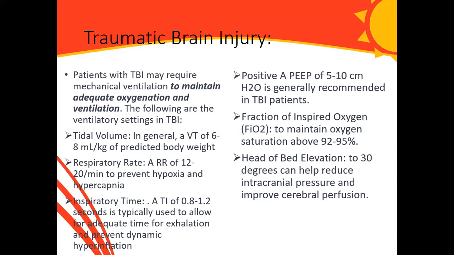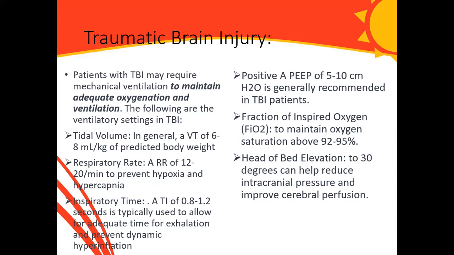So tidal volume ideally should be between 6 to 8 mL per kg of predicted ideal body weight. Respiratory rate should be between 12 to 20. The aim is you want to prevent hypoxia, and you also want to prevent hypercapnia. Inspiratory time should be between 0.8 to 1.2 seconds. This is to allow adequate time for expiration and prevent dynamic lung hyperinflation.